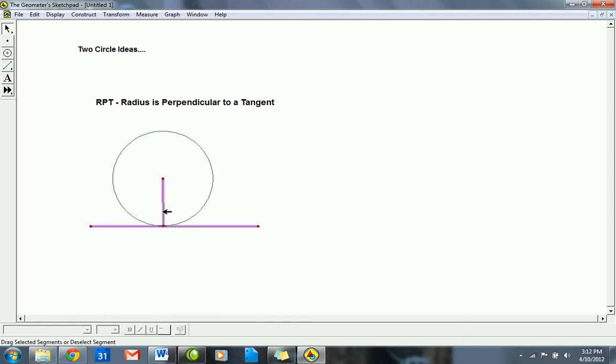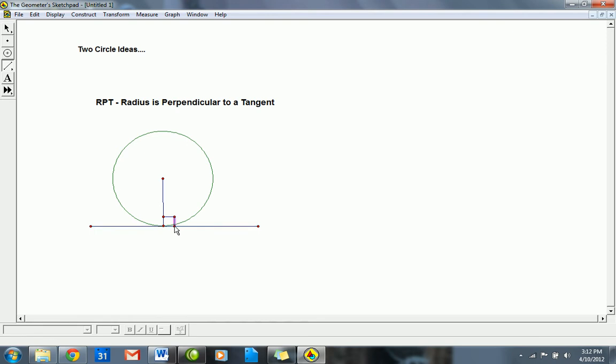Okay, but more importantly, they share all three. The radius, the tangent, and the circle all share this point in common. It's called the point of tangency. And so what this idea says is that that radius is perpendicular to that tangent. So we have boom and boom.